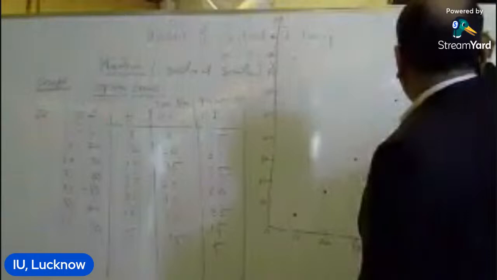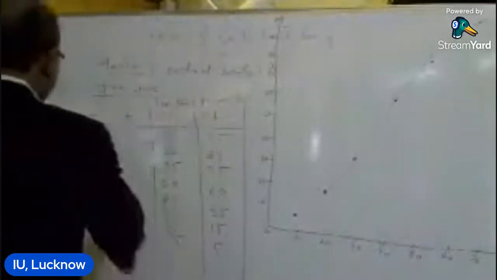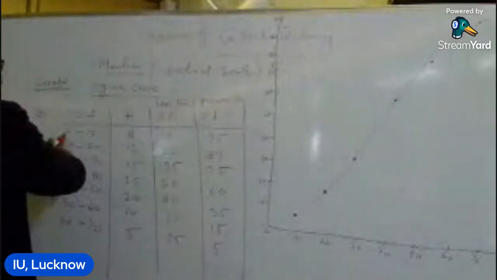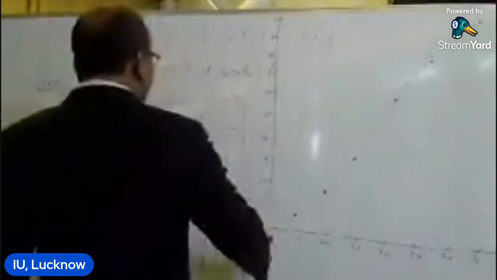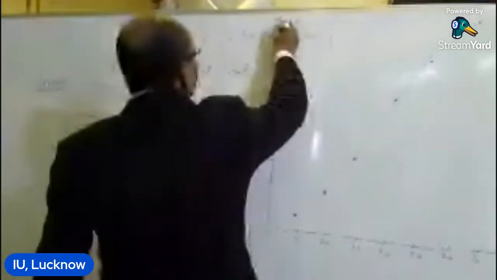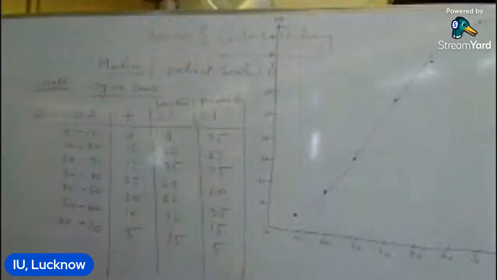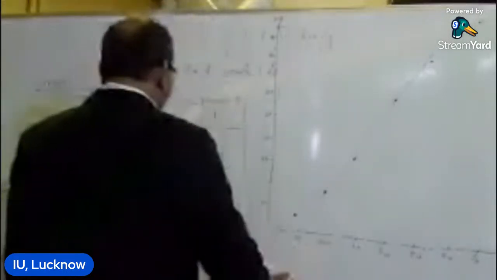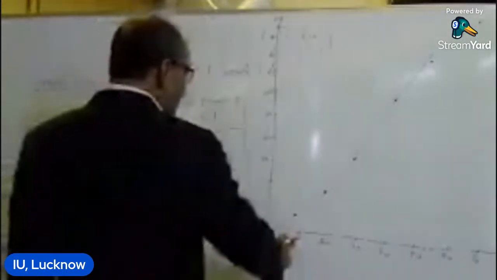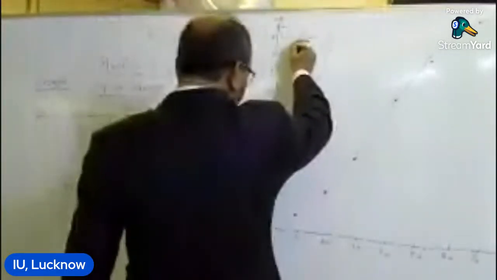Now the next is the greater than type cumulative frequency, and greater than means from 0, greater than 0. At the point 0 the cumulative frequency is 95. Suppose here we are writing with the red marker. Next, greater than 10, the value is 87. So from 10 the value is 87.